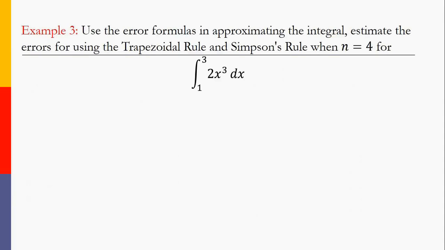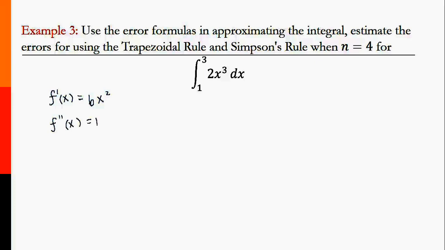Let's take a look at an example of how to use these error formulas in approximating the integral using Simpson's rule and trapezoidal rule when n equals 4. First we will use the trapezoidal rule formula, and we will need the second derivative. So we calculate f prime of x, the derivative of 2x cubed, which is 6x squared. Then f double prime of x will equal 12x.